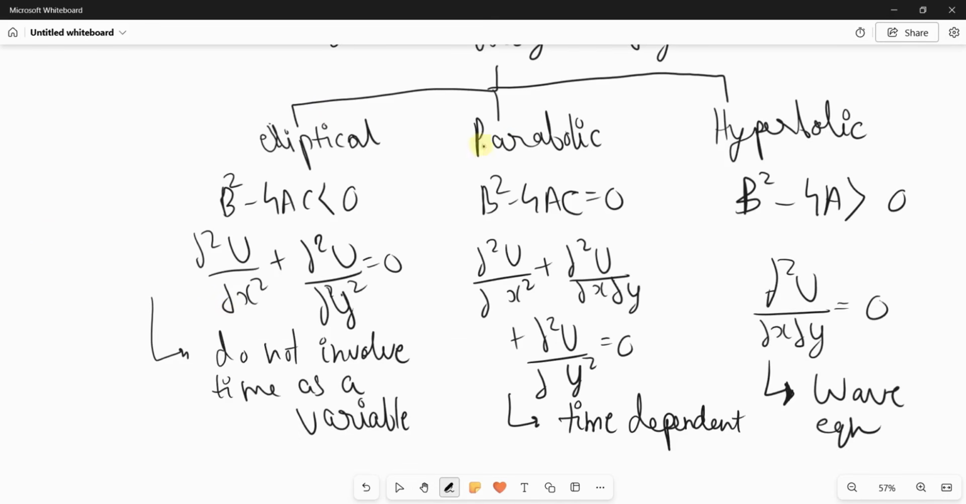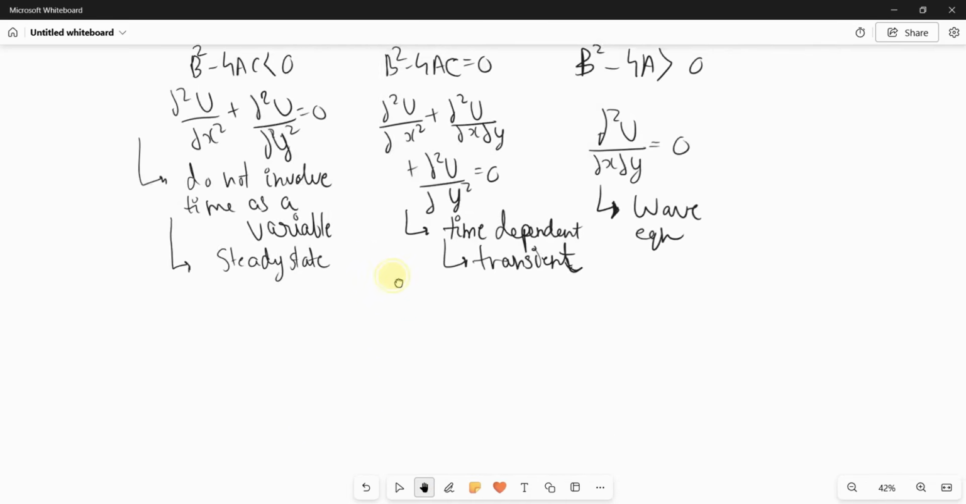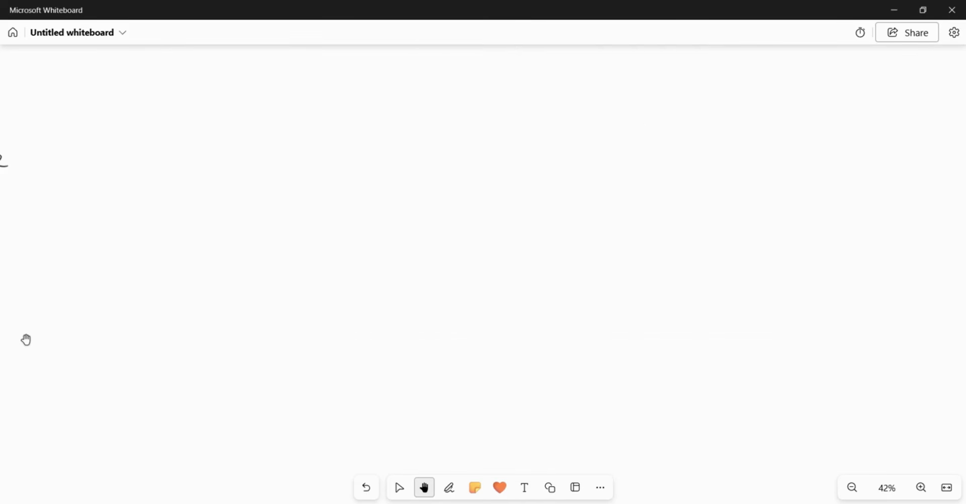So now hope you get why this categorization was important, because now if you get any of this form, you can say that it doesn't involve time as a variable. So when it doesn't involve time as a variable, further you will see that you can call it a steady state flow, that is independent of time. If time dependent, it's a transient flow, that is time dependent flow, right? So that's why it was important to know what type of partial differential equation you're solving.